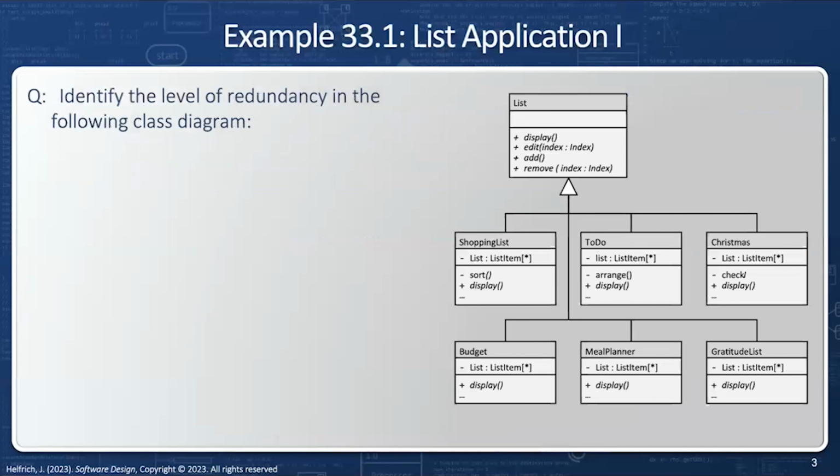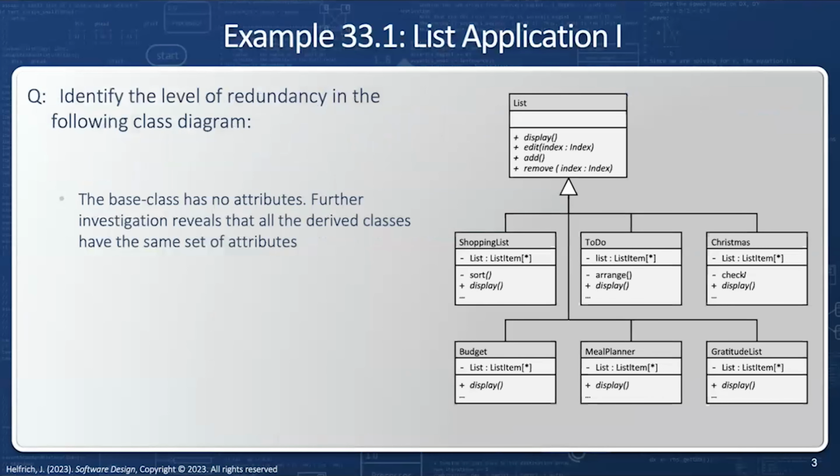So let's take a look at an example. I have a list application that has a display, edit, add, and remove virtual function. We have my shopping list, my budget, my meal planner, to-do list. Observe that pretty much all of these have a list item in there. So the base class has no attributes. It really only provides the interface.